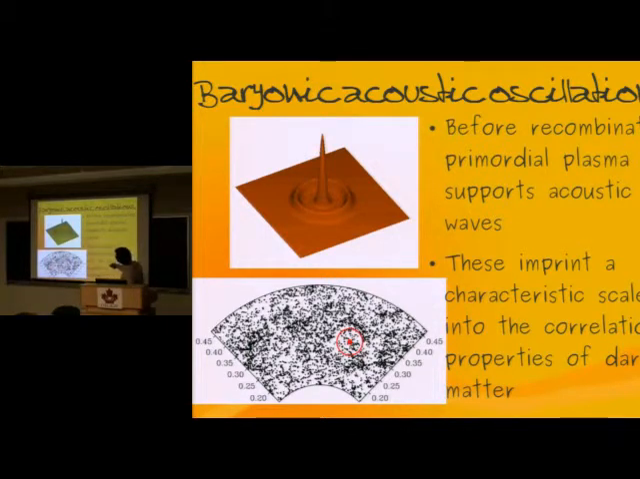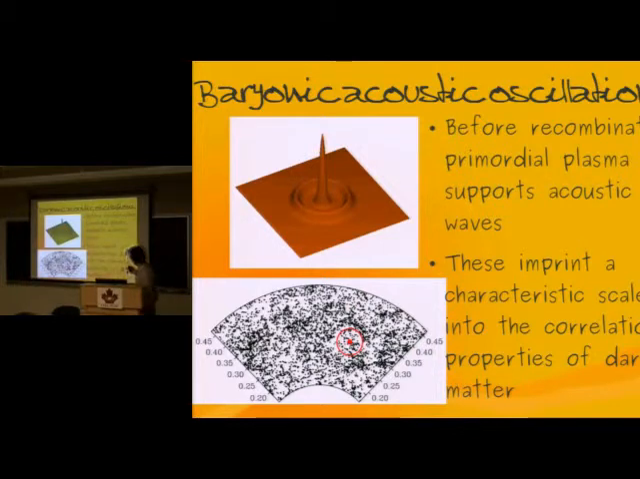Then as the CMB is formed, as the photons decouple from baryons, this acoustic wave gets frozen into the underlying plasma. So the signature of this is a peak in the correlation function at a distance which corresponds to how far sound waves have traveled between the mode entering the horizon and the decoupling of baryons and light.